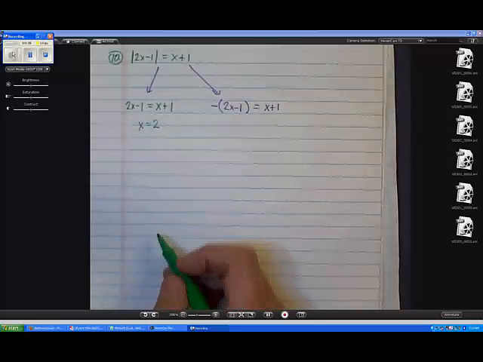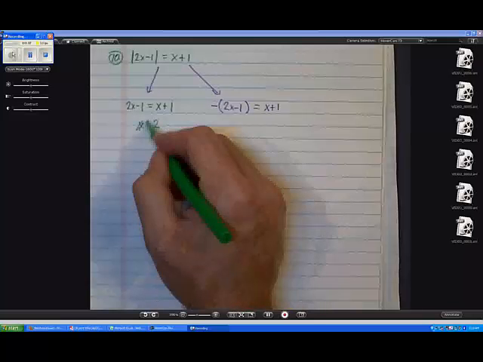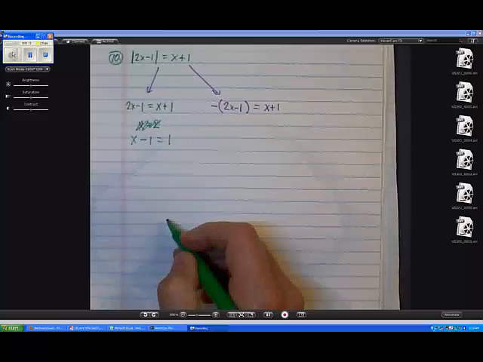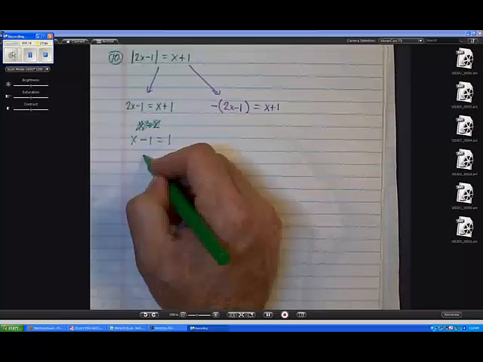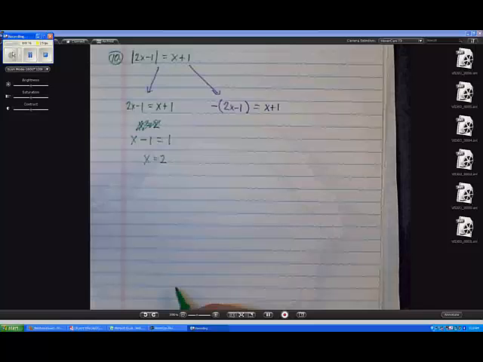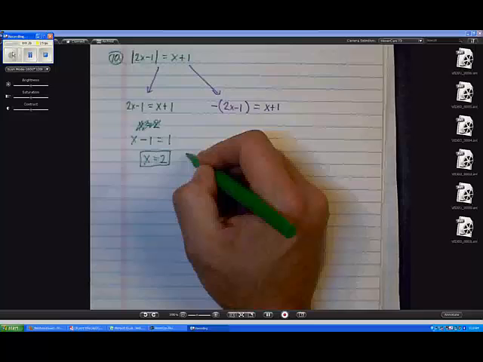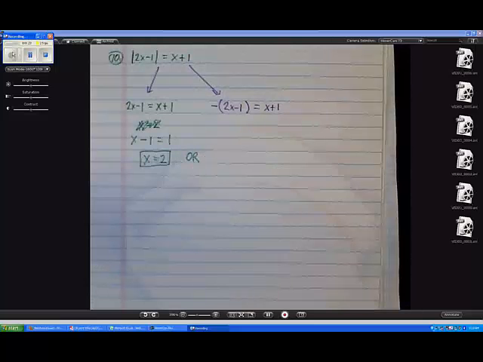Let's see. I'll go slower. x minus 1 equals 1. So if I add 1 to both sides, yeah, I'm getting x equals 2. Okay? Or, this is an OR problem. Equations are going to be OR problems.